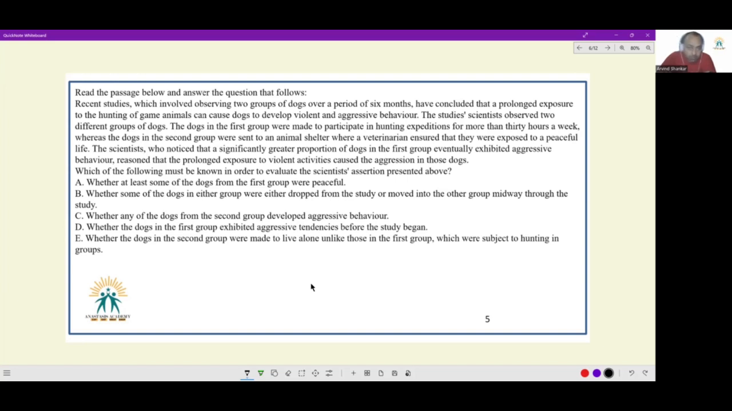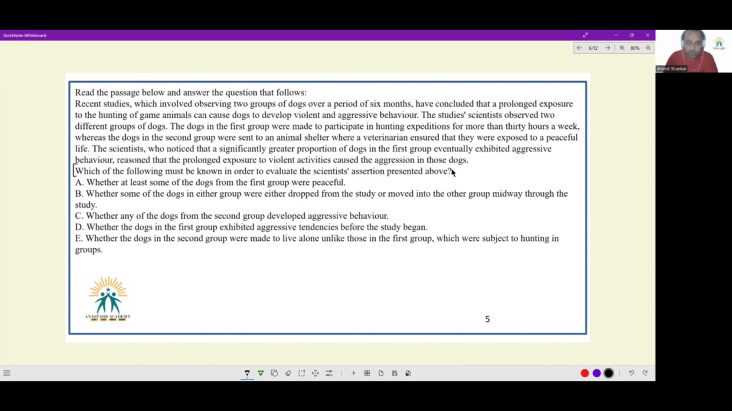The dogs in the first group were made to participate in hunting expeditions for more than 30 hours a week, whereas the dogs in the second group were sent to an animal shelter where a veterinarian ensured that they were exposed to a peaceful life. Scientists who noticed that a significantly greater proportion of dogs in the first group eventually exhibited aggressive behavior, reason that the prolonged exposure to violent activities caused the aggression in these dogs. Which of the following must be known in order to evaluate the scientist's assertion presented above?